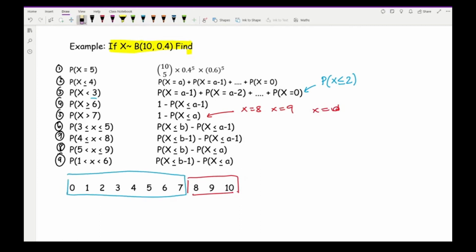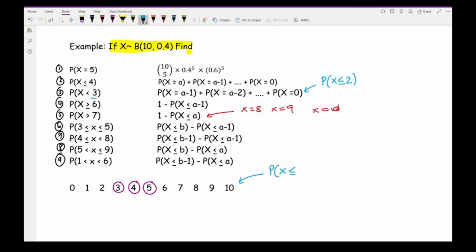Now when you start moving on to ones with double inequalities or double-sided inequalities, like we have in question 6, here I'm wanting numbers 3 to 5 inclusive, so I'm wanting these 3 numbers. One way of doing that is I could work out the 3 individual probabilities, but another way of working this out is the probability of x is less or equal to 5, which is going to give me these numbers, minus the probability where x is less or equal to 2. So I could work out those 2 probabilities and then take them away from each other.